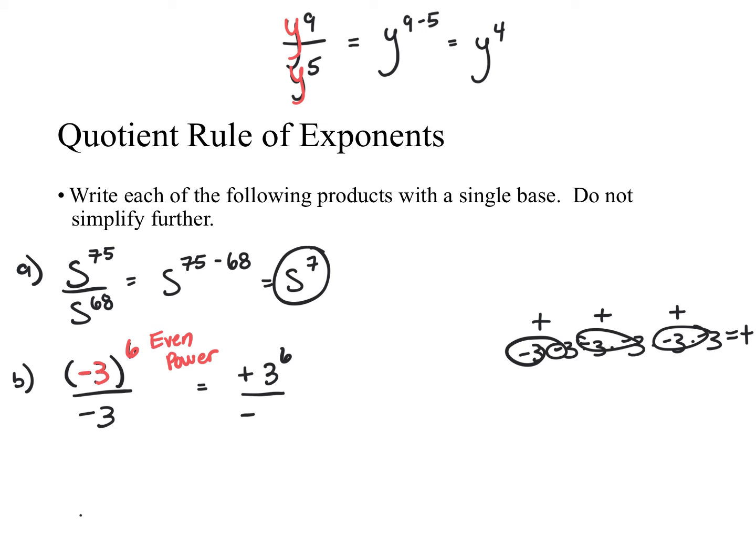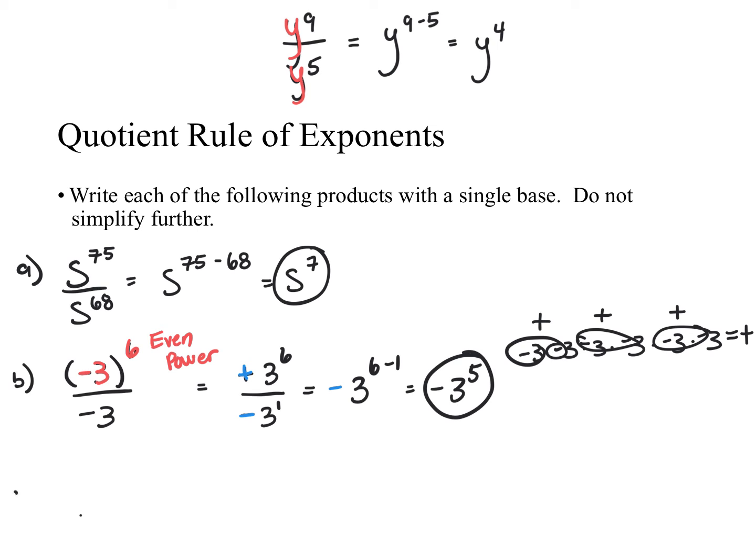Now notice the denominator is still -3. So you can think of that as -3 to the 1st power. If I have a positive divided by a negative, that's going to result in a negative number. And here I can apply the quotient rule to 3 to the 6th divided by 3 to the 1st, which is 3 to the 6th minus 1. So the final answer is -3 to the 5th power.